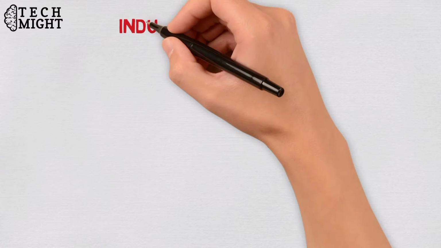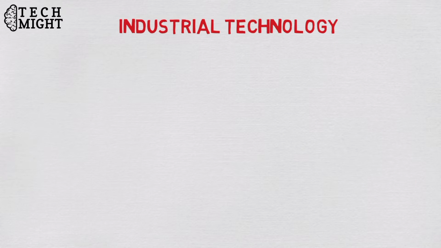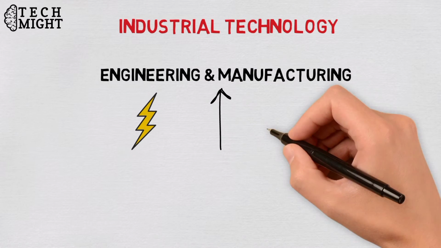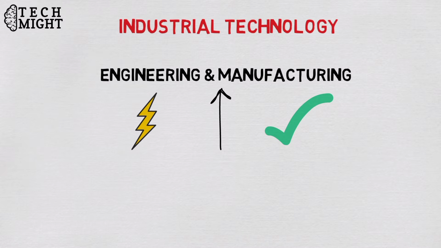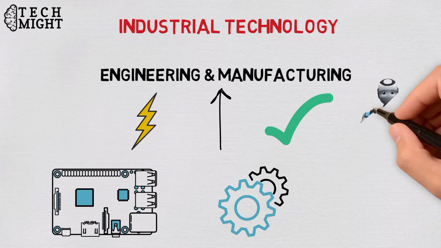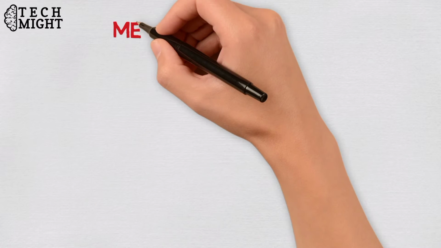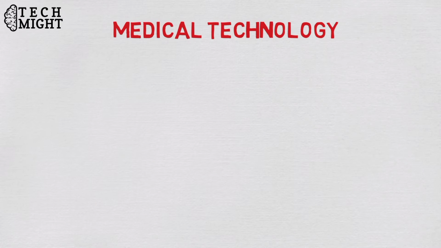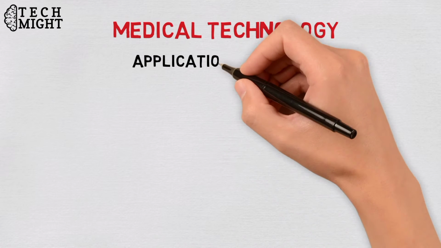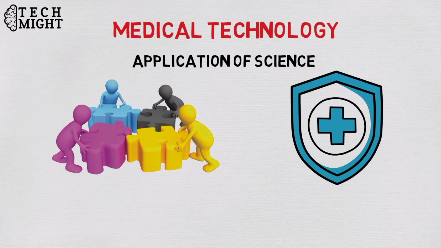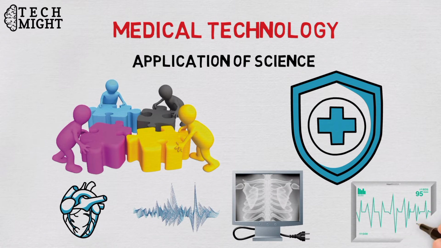Industrial technology is the use of engineering and manufacturing technology to make production faster, simpler, and more efficient. For example, electronics, automation, robotics, etc. The third and the last one is medical technology. Medical technology can be defined as the application of science to develop solutions to health problems. For example, artificial organs, ultrasounds, x-rays, ECGs, and much more.